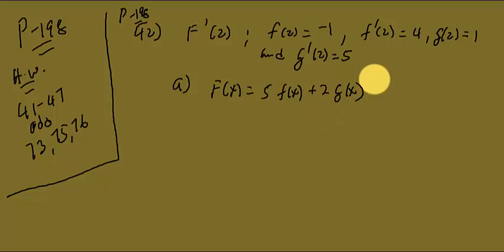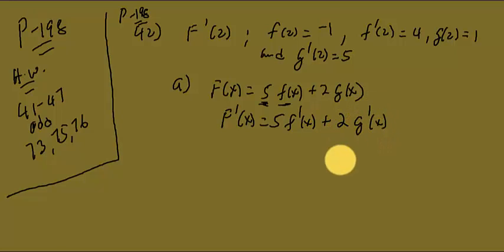This type of problem shows up on the multiple choice on the AP test. It's fairly easy. First you're going to find f prime of x, which is 5 times, that's my coefficient, 5 times f prime of x plus 2 times g prime of x. To find f prime of 2, that's what we're trying to find, this is going to turn into 5 times small f prime of 2 plus 2 times g prime of 2.